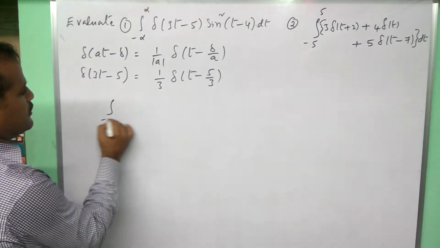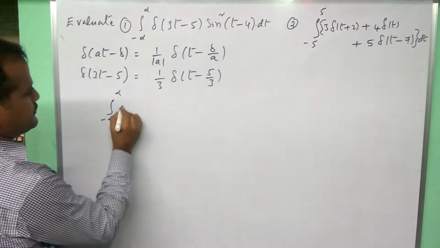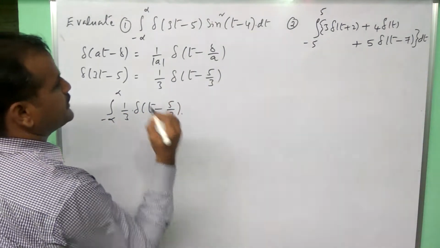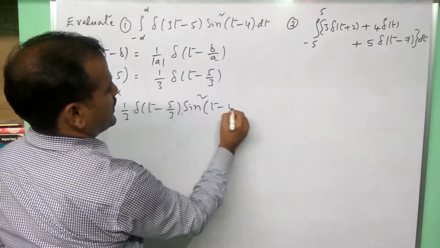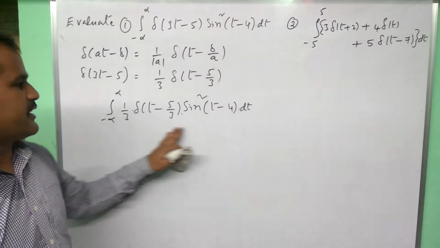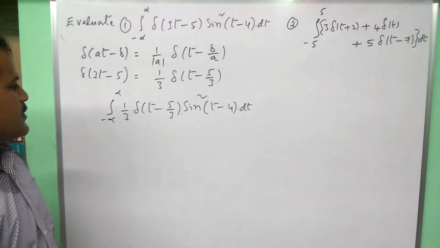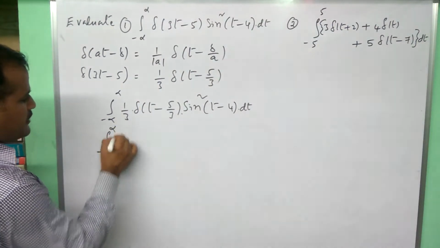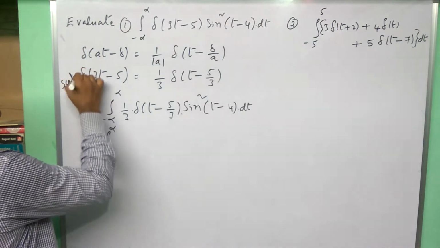Next, I am writing that integral. This one I am replacing with the expression 1 by 3 del of t minus 5 by 3. The remaining function is sine square t minus 4 dt. So what we are getting is this expression after applying one property of the impulse function. This is the scaling property we have used.